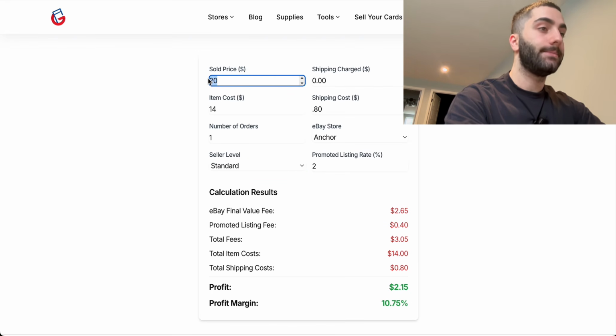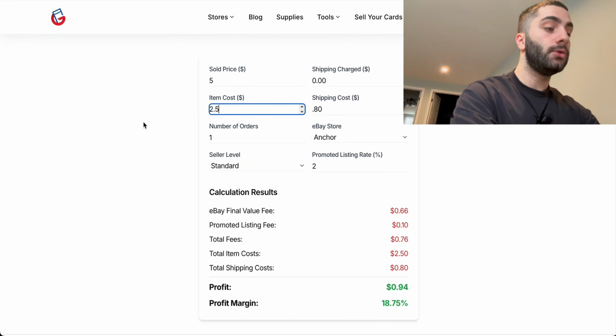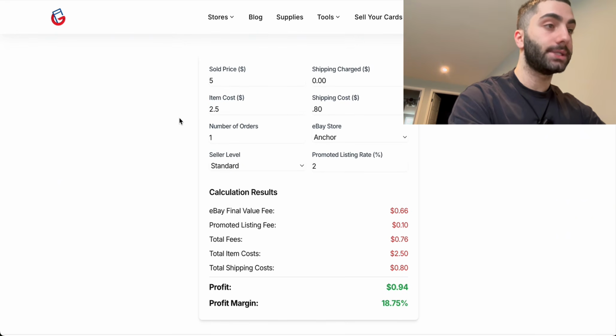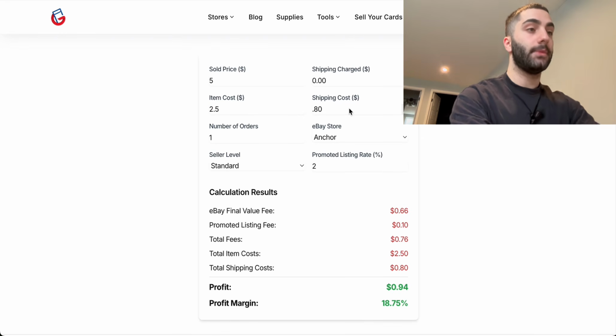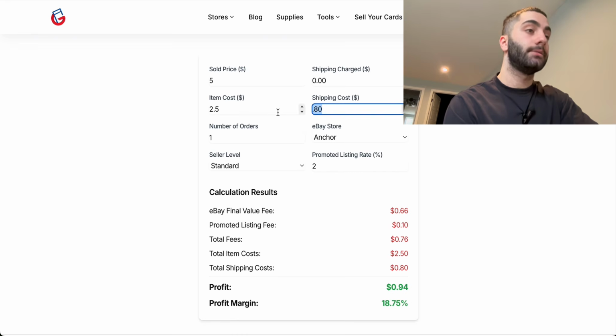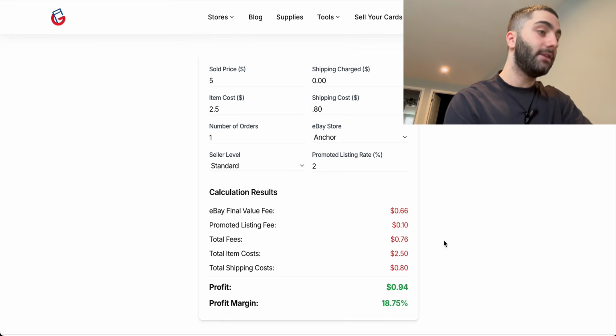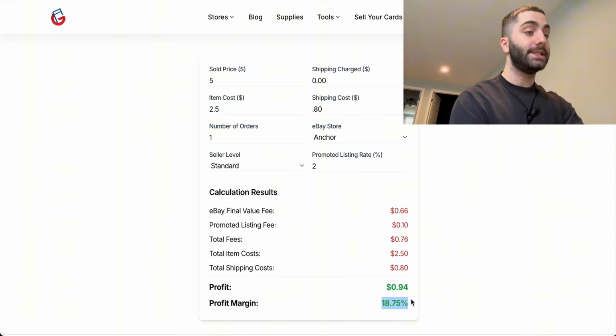And so let's go back and say you have a card that you sell for $5. You would want that card to cost you at most $2.50. The reason why is because your profit margin will be very small on a dollar basis, but the percentage, of course, is higher. So if it costs you $2.50, your shipping cost is 80 cents, and you're promoting at 2%, you get 94 cents of profit, but it is an 18.75% profit margin.